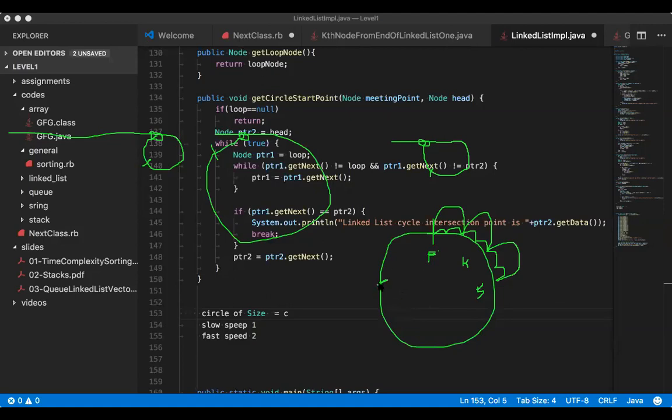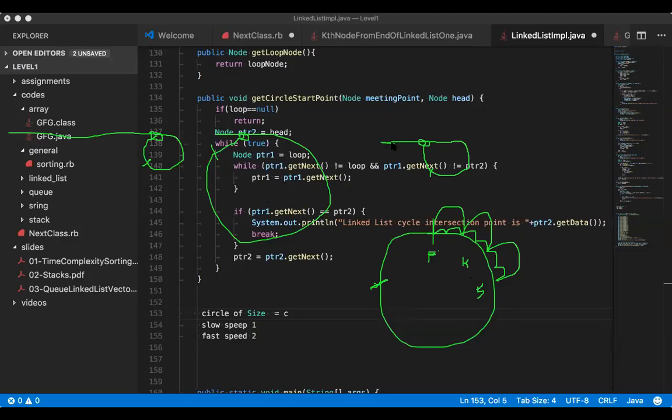Do you think they will meet opposite to the slower pointer? Do you think they will meet here, which is k? Agree? They'll meet here. Okay, so what we have figured out is that if slower has a lead of k, then they meet k before faster. Is that correct?